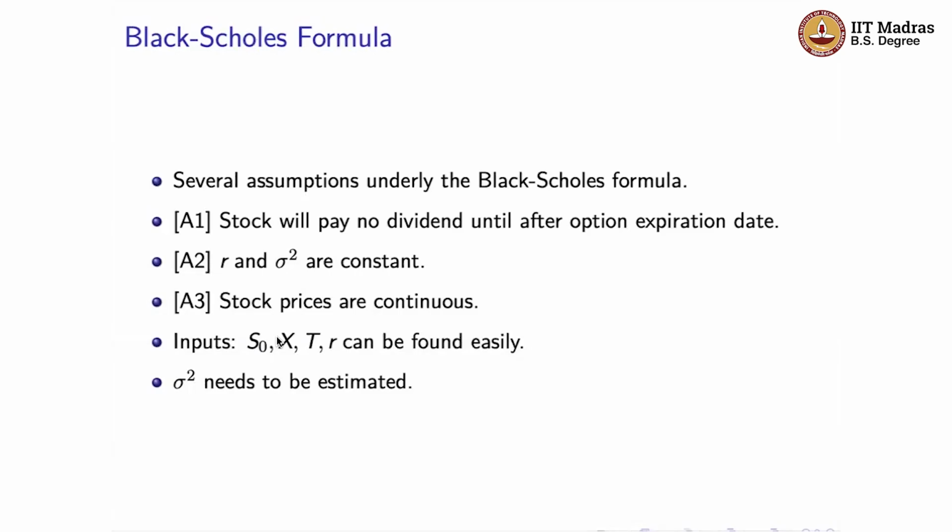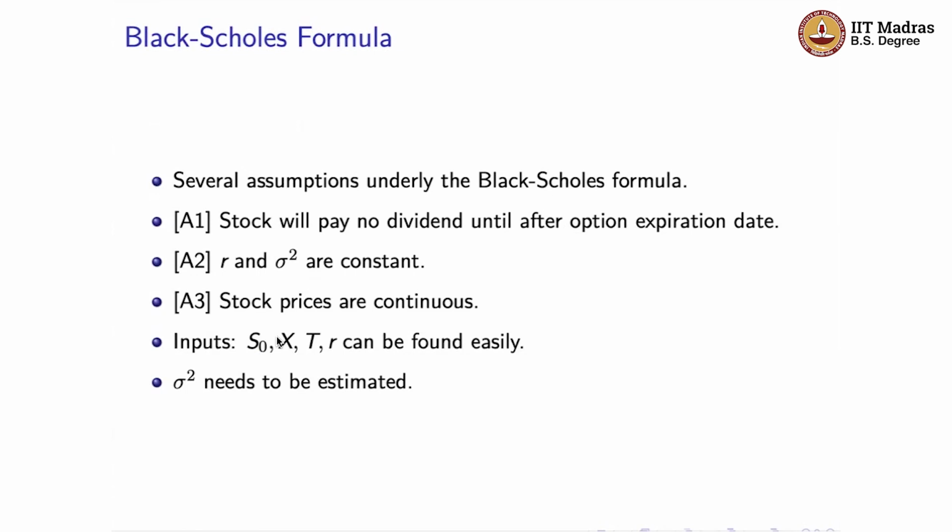Again, we have assumed that R and sigma squared are constant. There are more general formulas for Black-Scholes where R and sigma squared are explicit functions of time, and that has been incorporated. But in the formula that we have stated, we have abstracted away from this. Another assumption is that the stock prices are continuous. What that means is that we are not allowing for jumps in stock prices to take place. Again, there has been research done on how to incorporate those things.